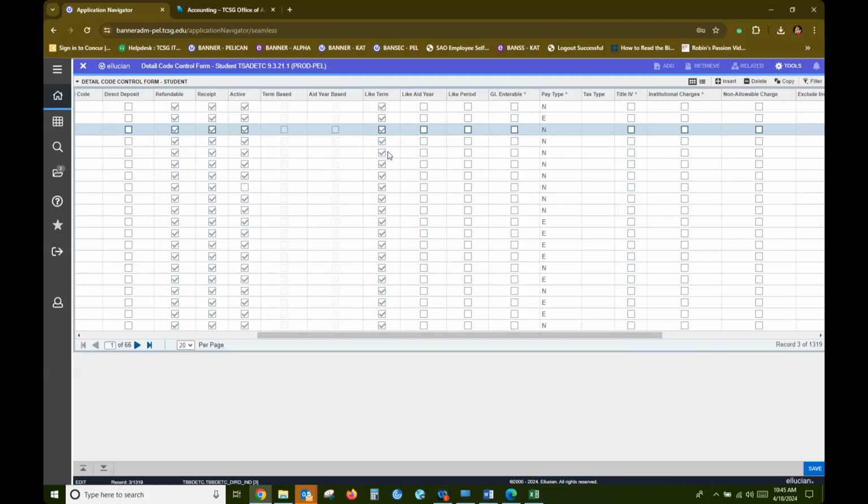Like aid year functions very similar to like term, except instead of looking at it by term, it looks at it by aid year. So for example, 2024-12, 2024-14, and 2024-16 are all in the 2023-24 aid year for financial aid, if I remember correctly. If you have like aid year checked, and you have a 2024-12 payment and a 2024-16 charge, that will allow it to apply.